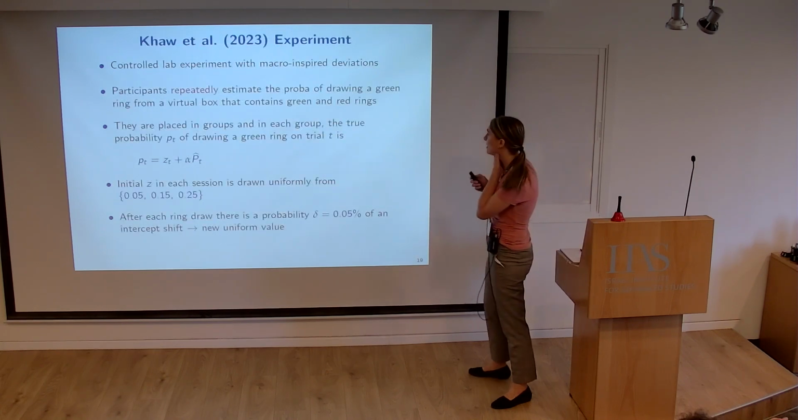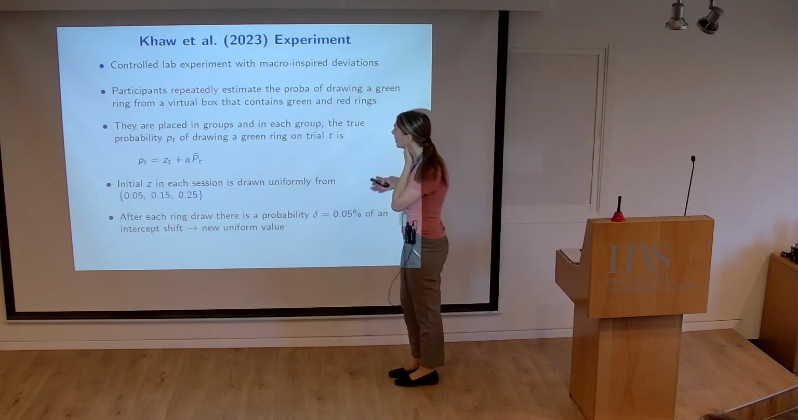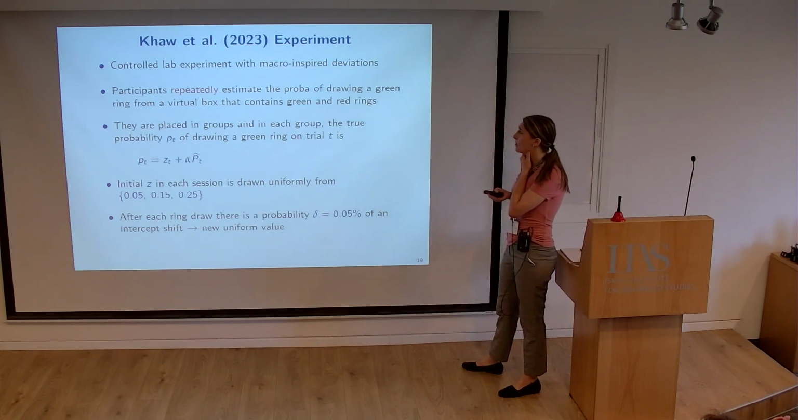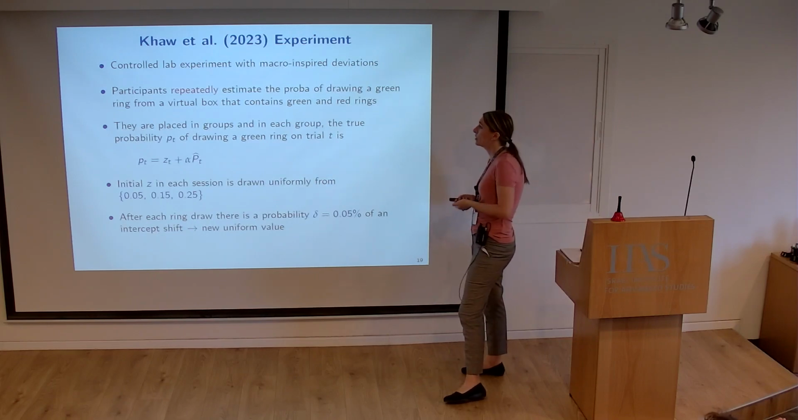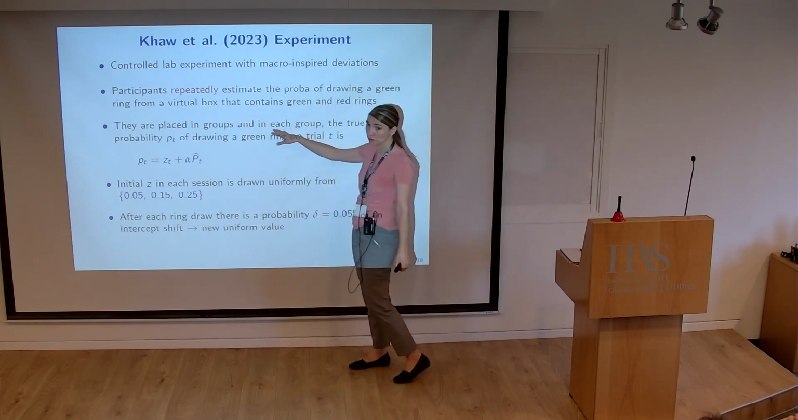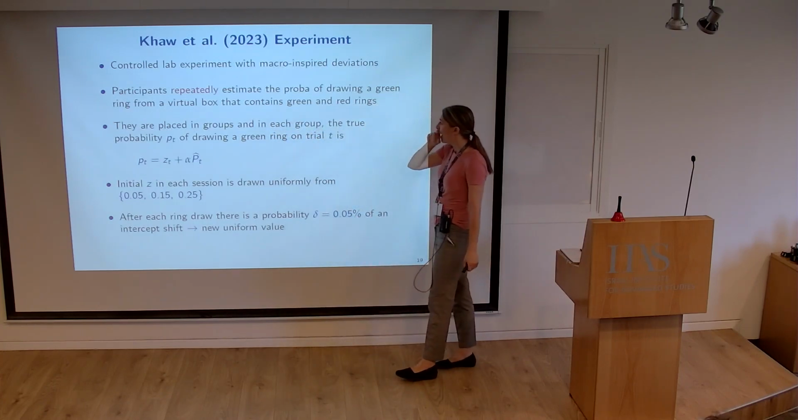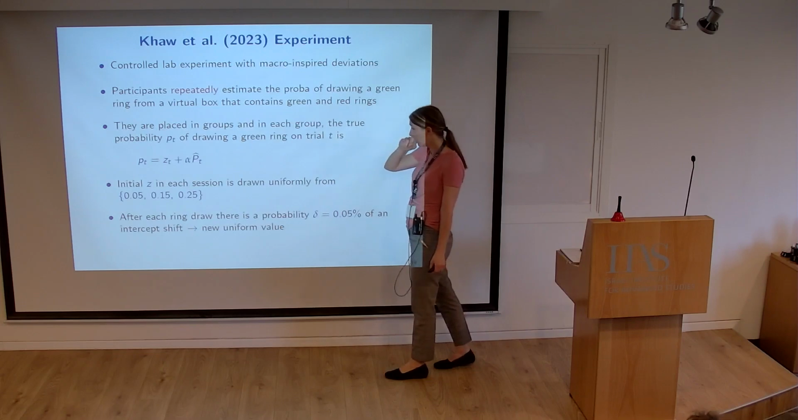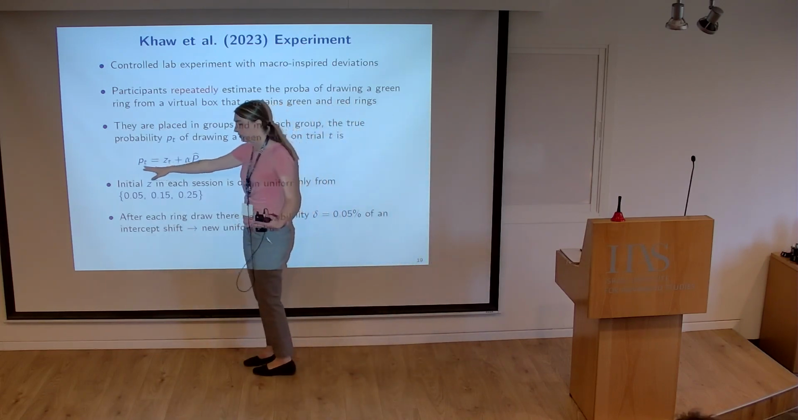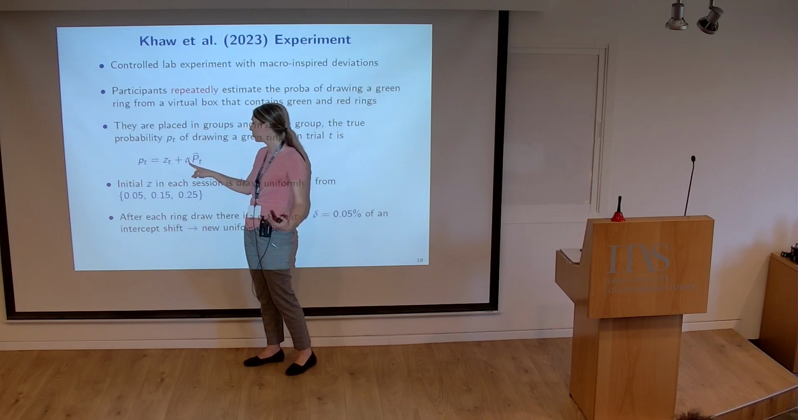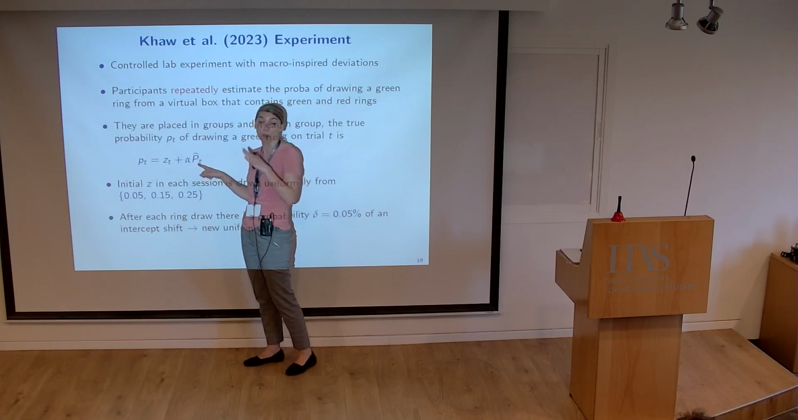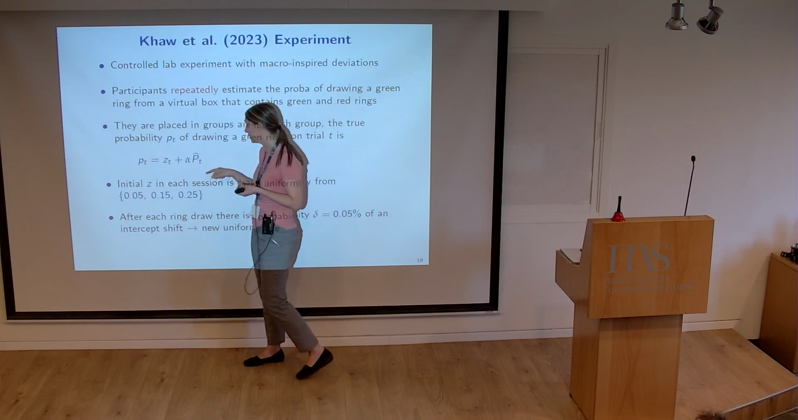Literally next. Okay, so in this experiment with Mel and Mike, we kind of want to have a games type experiment, but with macro-inspired deviations. So we're going to have participants repeatedly estimating the probability of drawing a green ring from a virtual box that contains green and red rings. Participants are going to be placed in small groups, admittedly, and in each group, the true probability, PT, of drawing a green ring on any given trial is going to be exactly like I showed you before, right? So this probability is going to be an exogenous fundamental ZT plus alpha, a parameter that we choose, times the aggregate forecast of the other people in the group. And the reason this has a hat is because it's the average forecast.